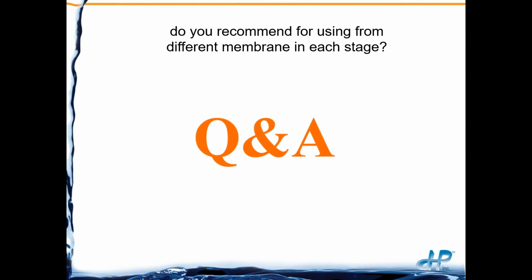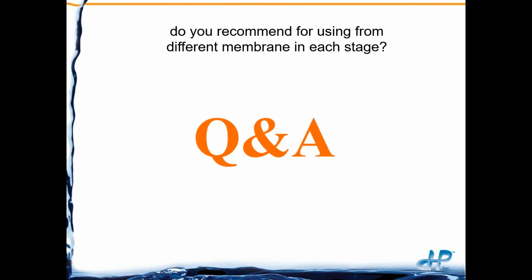Next question is, do you recommend using a different membrane in each stage? We can do this. We usually call these a hybrid RO system, and what we're trying to do is balance out the flux rate by using different model elements, usually from the same manufacturer. I really don't recommend changing from manufacturer to manufacturer from one stage to the other, but you can use different models trying to balance out the water flux rate of the RO system. It's a good way to balance it out so you have a more consistent flux rate in the RO.